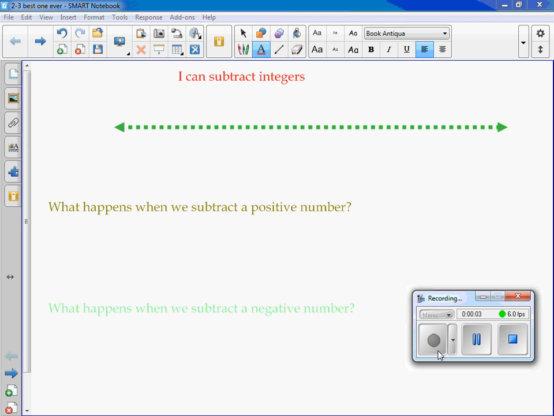All right, kiddos, let's begin. Your goal for today, please write on the top: I can subtract integers. I can subtract integers, right at the top.